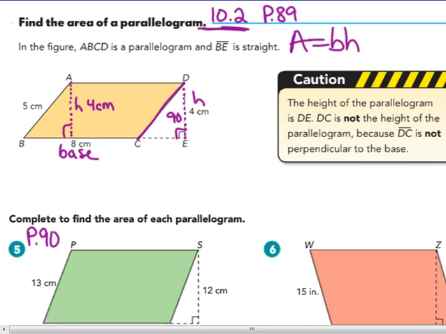This 5, I don't need that for area. I might need that for perimeter, but I don't need it for area. I just need base and height only. So that 5 is not going to go in my formula. My formula only has 2 numbers in it, number B and number H. Remember, those are numbers. So to find the area of this parallelogram, write the formula, area equals base times height. My base is 8, my height is 4, so my area is 32 centimeters squared. Formula, plug in, answer, label.